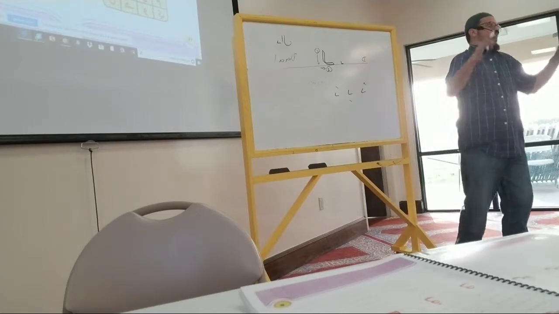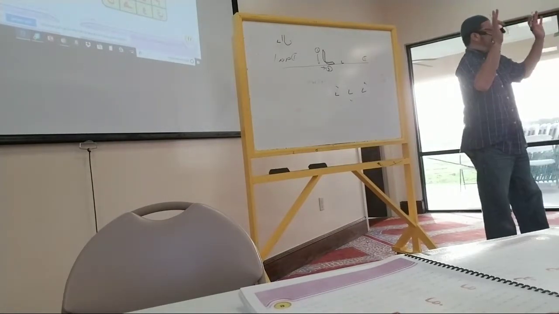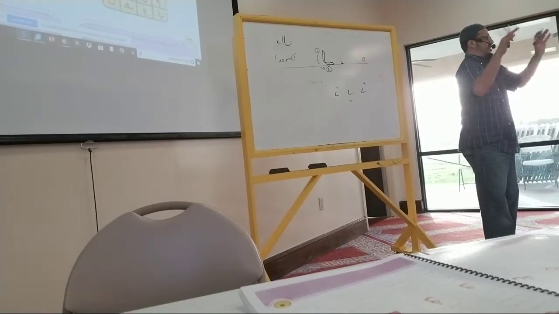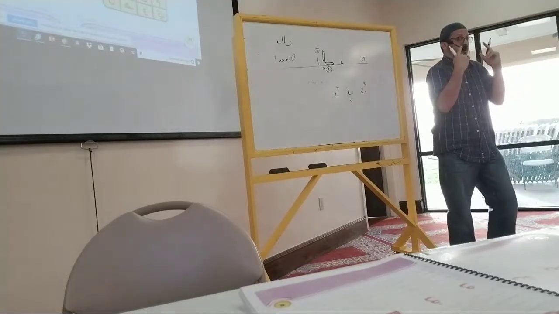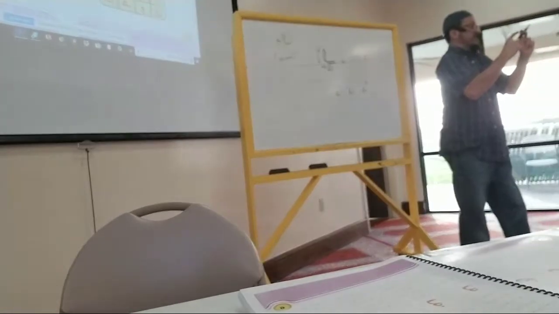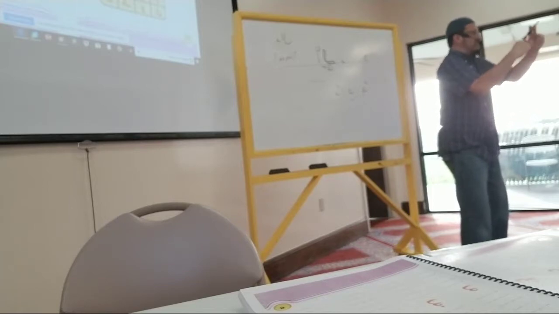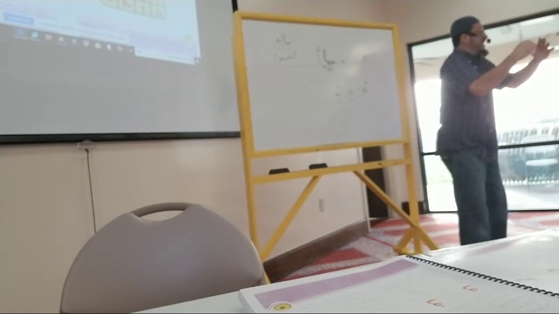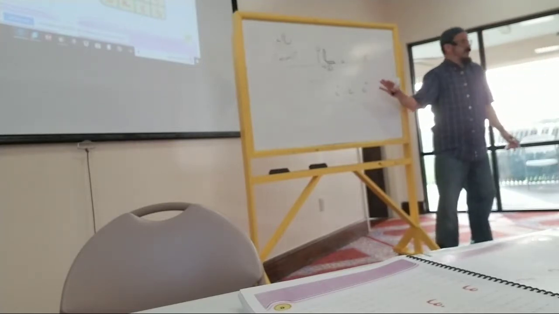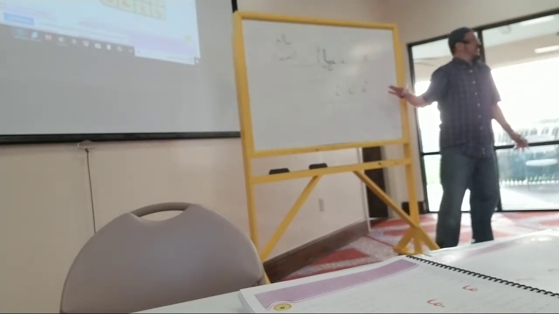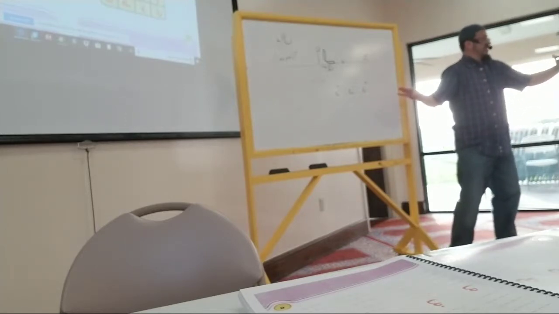A, I, U, Ba, Bi, Bu, Ta, Ti, Tu, Tha, Thi, Thu, Ja, Ji, Ju, Ha, Hi, Hu, Kha, Khi, Khu. We're going to get into that. And then you're going to start seeing the letters in words, and you're gonna be able to start reading. That's a big step. That's how important the vowels are. And then the next step is you have long vowels.